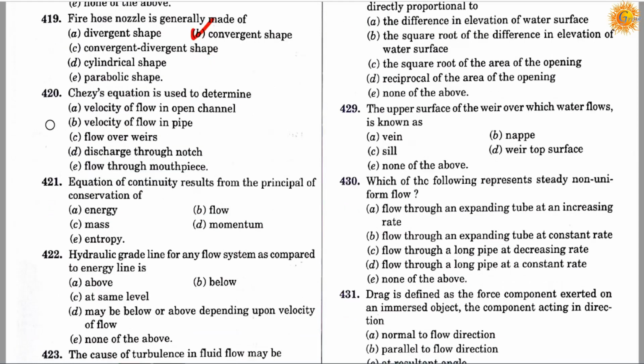Question number 420. Chezy's equation is used to determine: option A, velocity of flow in open channel; option B, velocity of flow in pipe; option C, flow over a weir; option D, discharge through notch; and option E, flow through mouthpiece. Correct answer is A, it will be velocity of flow in an open channel.